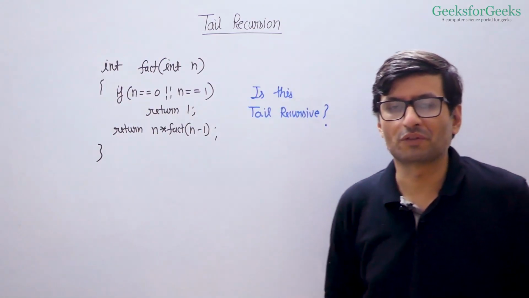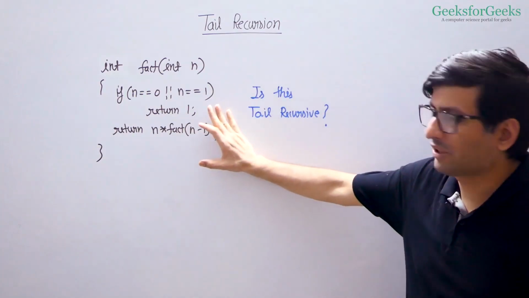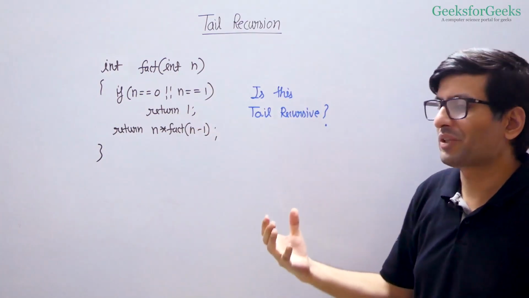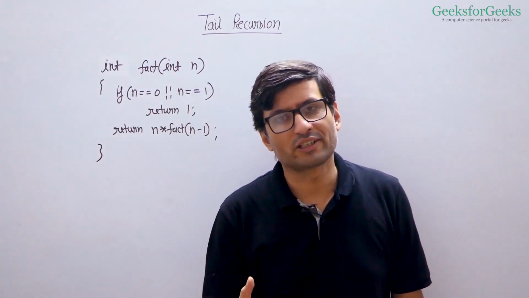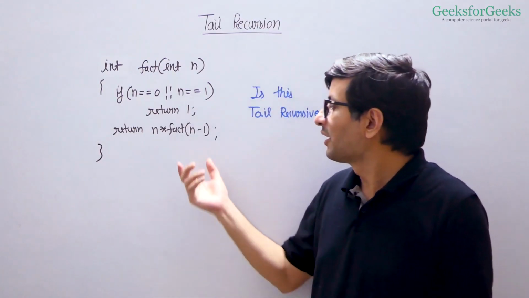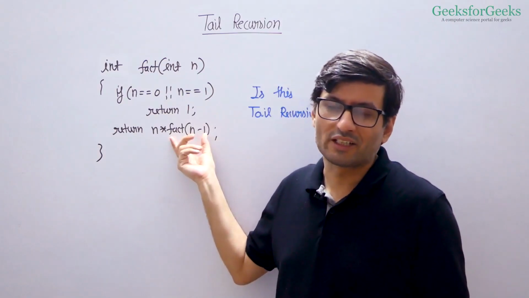Now one last question for you. You need to take a look at this factorial function and guess whether it is tail recursive or not. This function is not tail recursive. The reason is the recursive call is not the last thing that happens in this function.